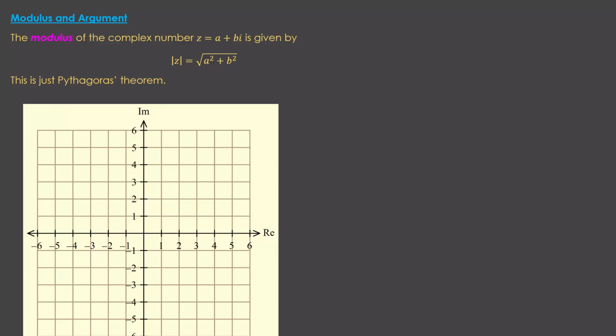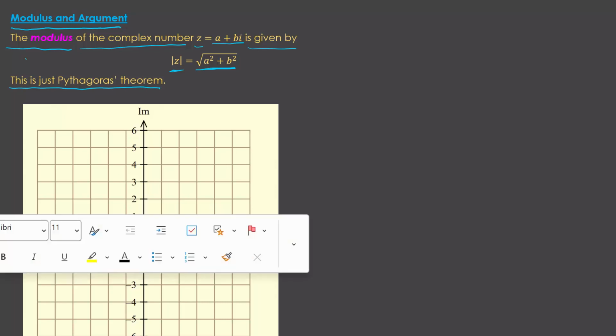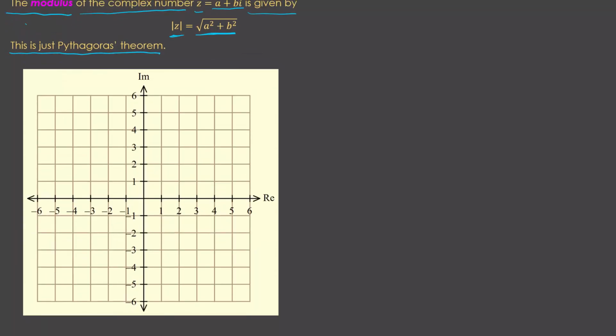In this section, we're going to look at the modulus and argument for a complex number. Starting with the modulus. The modulus of the complex number z, which is a plus bi, is given by the modulus of z is equal to the square root of a squared plus b squared. This is just Pythagoras' theorem, as we'll look at below.